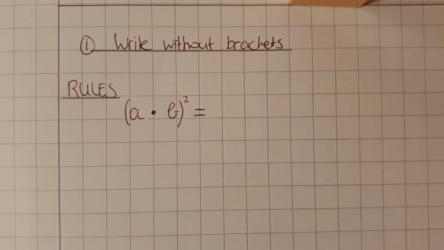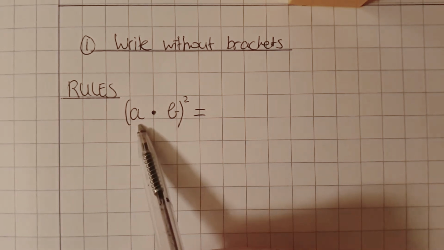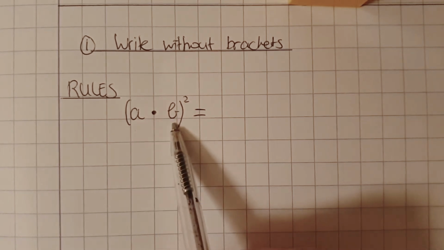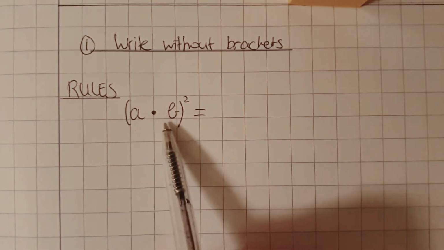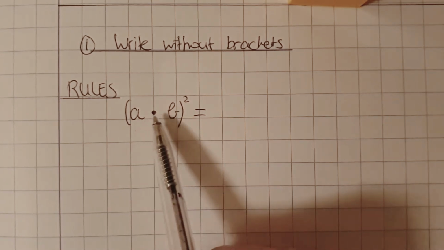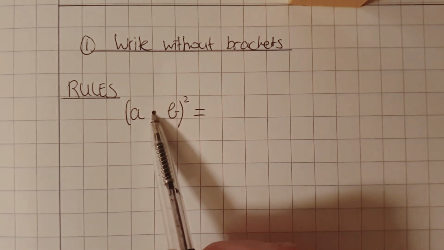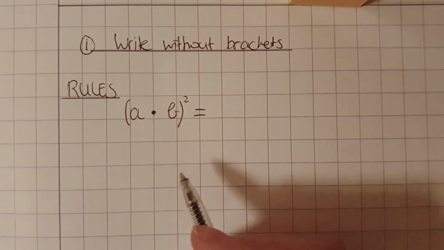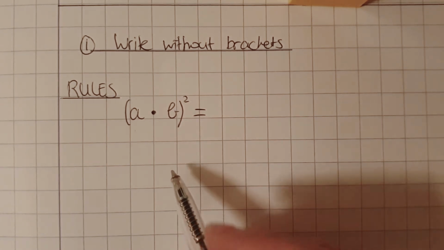Okay, so you have to write these powers without brackets. Here is the first rule. It says bracket a times b bracket squared. Of course, when you have, for example, a number and a letter, so this can be a number and this can be a letter, or it can both be letters, that's also fine, then you don't see a times in between, okay? It's just attached to each other and it means that it's times each other. Well, we don't write the times there.